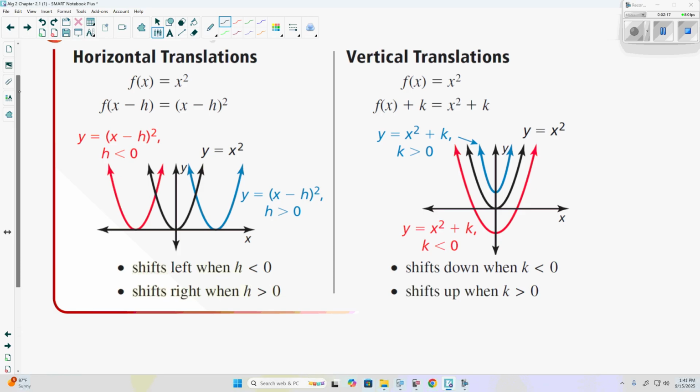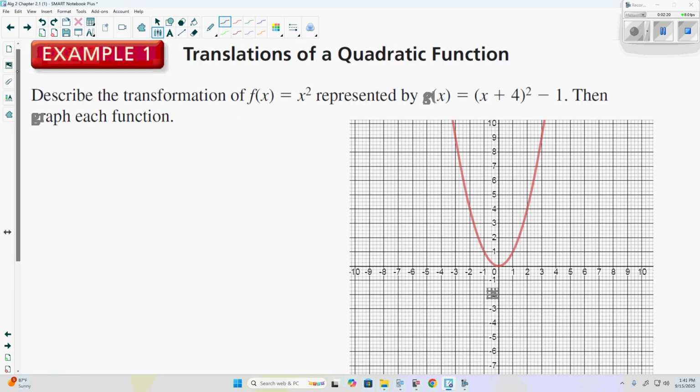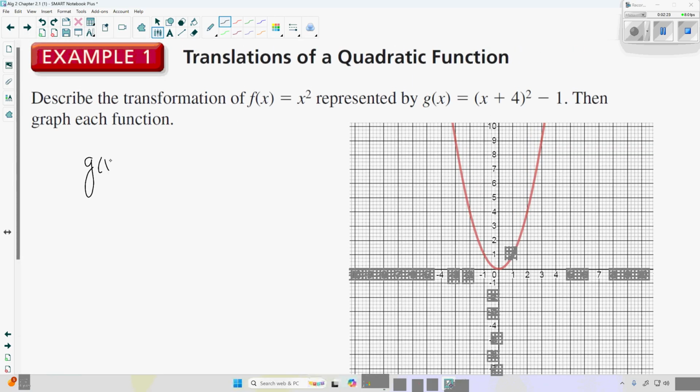For our h and k, I'm going to rewrite this over here. g of x equals x plus 4 squared minus 1.